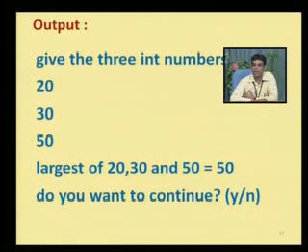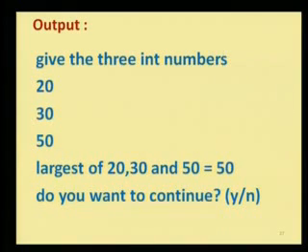So in short, I can describe the output: give three integer numbers. We are having 20, 30 and 50. What is the largest one? Obviously 50 here is the largest one. Then the largest of 20, 30 and 50 equals 50.